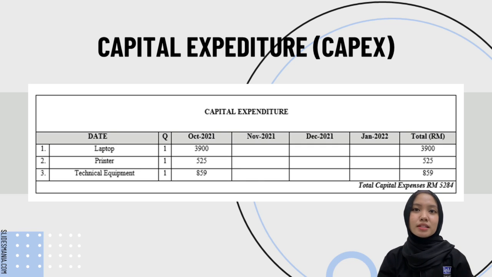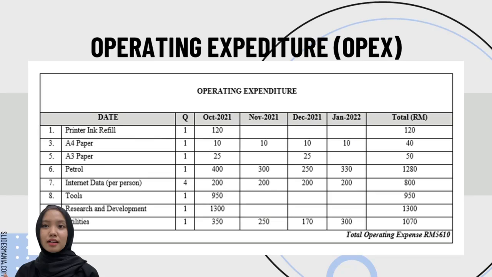Cost, capital expenditure (CapEx) are funds used by a company to acquire, upgrade, and maintain physical assets. Therefore, we only use laptop, printer, and technical equipment with the total cost of RM5,284. On the other hand, operating expenditure (OPEX) consists of printer ink refills, papers, petrol, internet data, tools, research and development, and utilities that cost us RM5,610.